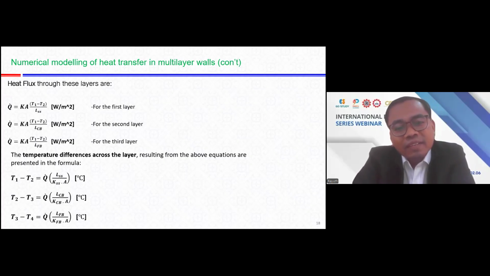This one is stainless steel, and for my case study, I will choose stainless steel for layer 1. For the second layer I will choose the ceramic brick, and for the last, inside one, I will choose the fiber brick. You will see it on the next slide.